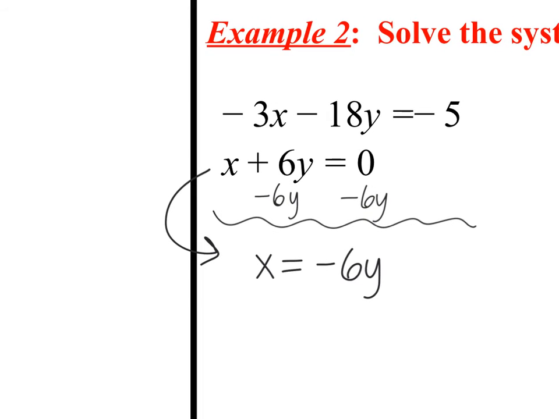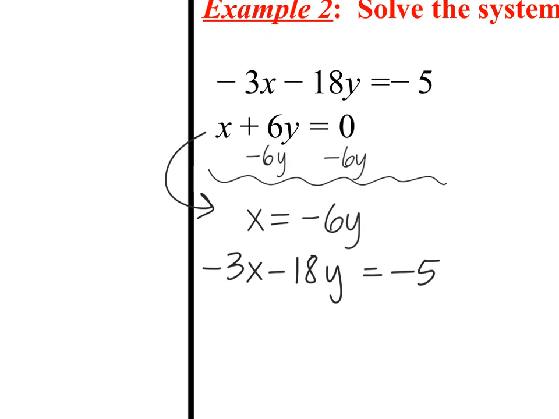Let's go ahead and rewrite the top equation just for good measure. Negative 3x minus 18y equals negative 5. Now you have an equation that's solved for x. Now you can substitute. X equals negative 6y. So where can I put negative 6y in the other equation? If it's equal to x, where does it go in the other one? X. Right here. Draw an arrow. Show it to yourself that that's where it goes.